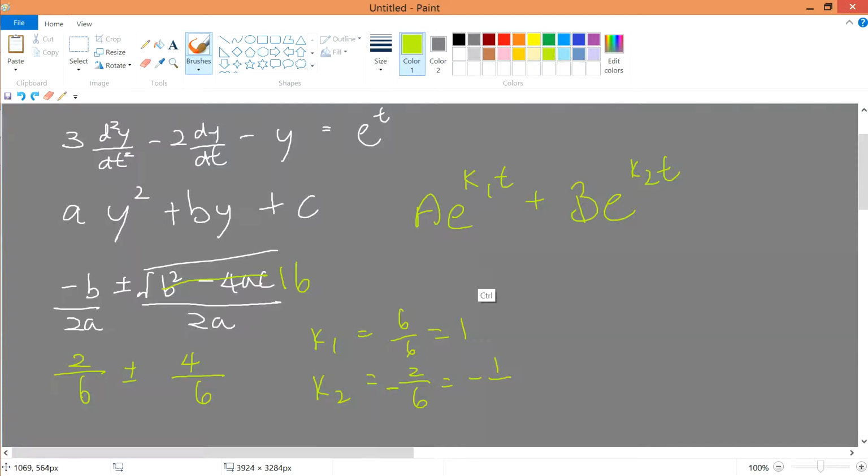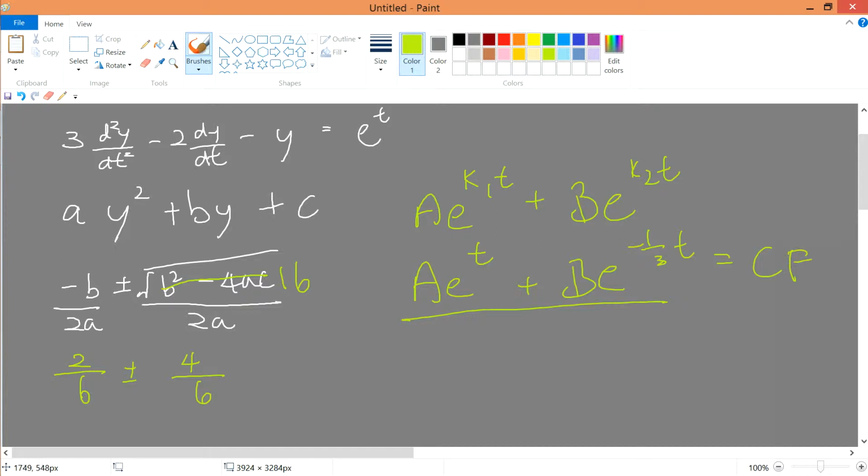And therefore, from here we know that you can simply rewrite this complementary function as y = Ae^t, because k1 is equal to 1, plus Be^(-1/3 t). So A and B, if you have initial conditions, then you can solve for them. Otherwise, you can just leave it as the complementary function.